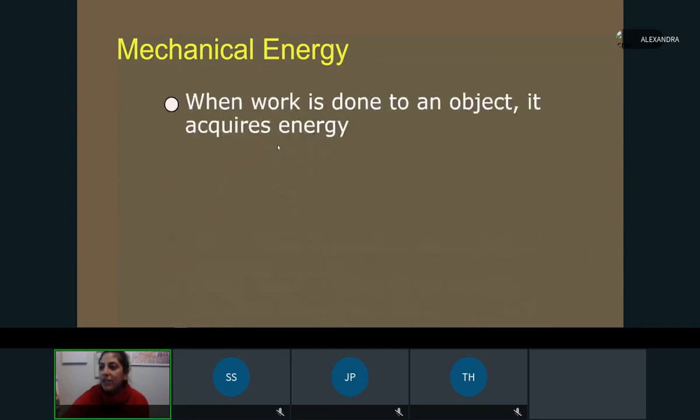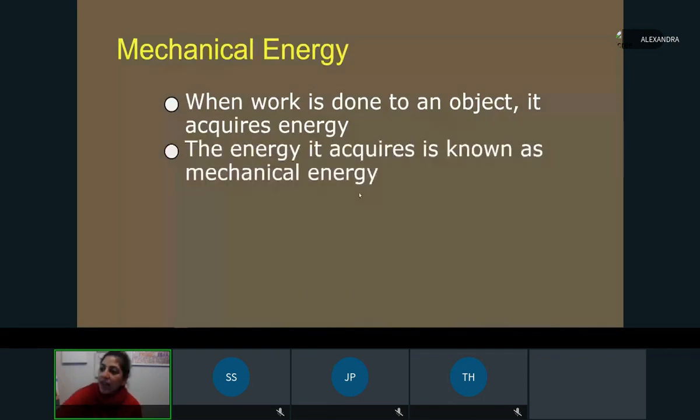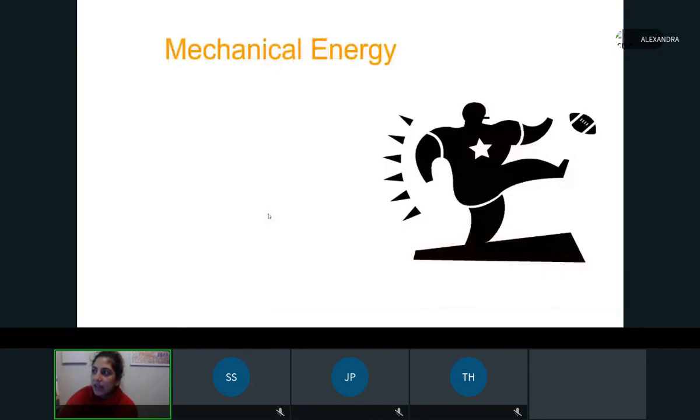All right, mechanical energy. When work is done to an object, it acquires energy. So remember, when work is done, meaning when you're moving an object in the direction of movement, that is when work is being done. And whenever you're doing work on an object, it takes energy. So the energy it acquires is known as mechanical energy. Remember that physical movement is known as mechanical energy.